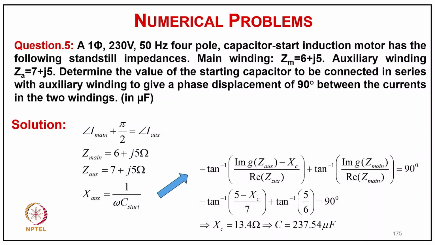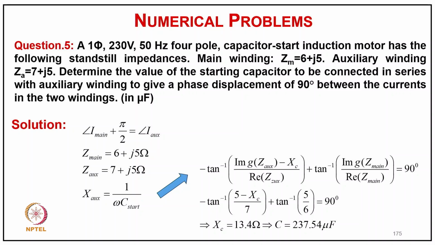Now coming to question 5: a single phase 230 volt 50 Hz 4-pole capacitor start motor has the following standstill impedances. The main winding impedance is Zm equal to 6.4 + j5 ohm, and the auxiliary winding is Za equal to 7.5 + j5 ohm. Find the starting capacitor to be connected in series with the auxiliary winding so that there is 90 degrees between the currents of the two windings, in microfarad.